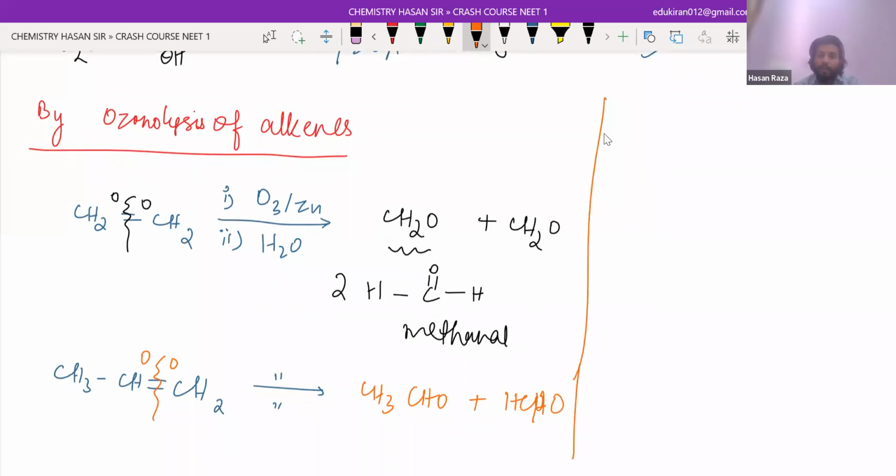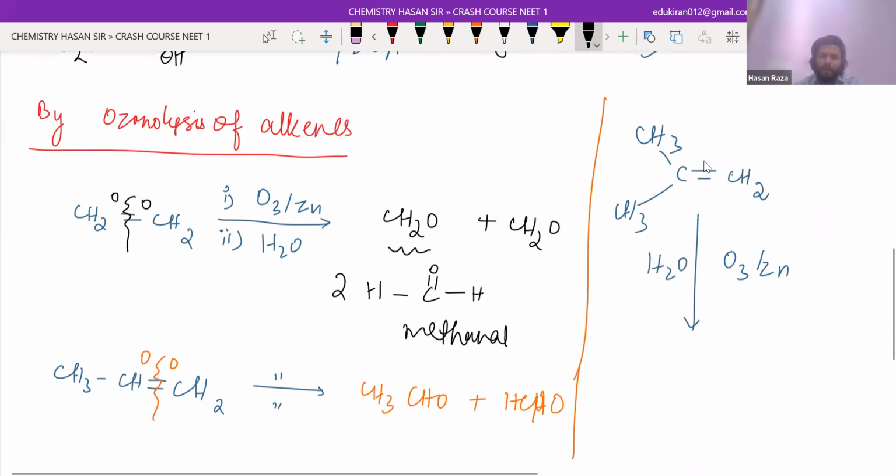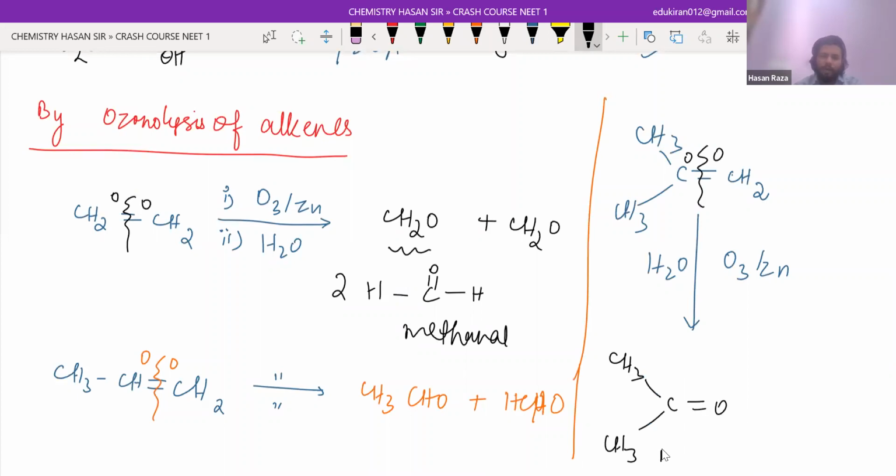Depending upon the alkene, you can also get ketone as well. If you use O3 in the presence of Zn, and in the second step you do the hydrolysis, what will happen? You break this and this. You can see CH3 double bond O, which is propanone, which is a ketone, and this is methanal, which is an aldehyde. So if you do the ozonolysis of an alkene, you will get either an aldehyde or a ketone. That depends upon the alkene.